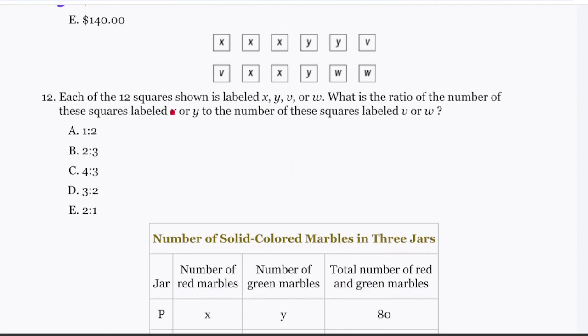It says each of 12 squares shown is labeled X, Y, V, and W. So they are above. What is the ratio of the number of these squares labeled X or Y to the number of these squares labeled V or W? So X and Y, that means 1 2 3 4 5 6 7 8 9. Sorry, this was V, Y, sorry, I saw this wrong. It will be 8.